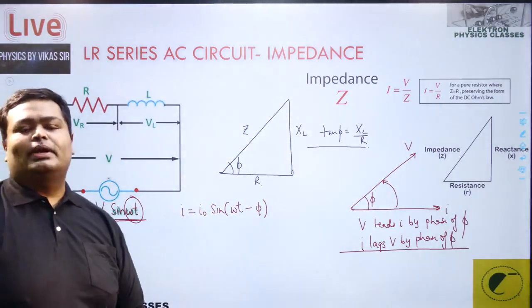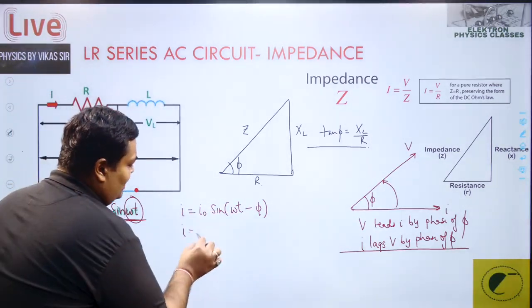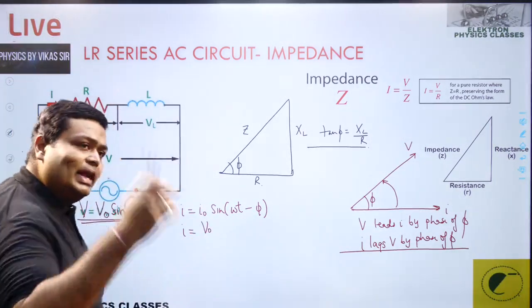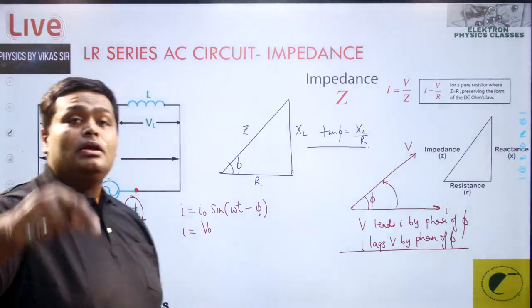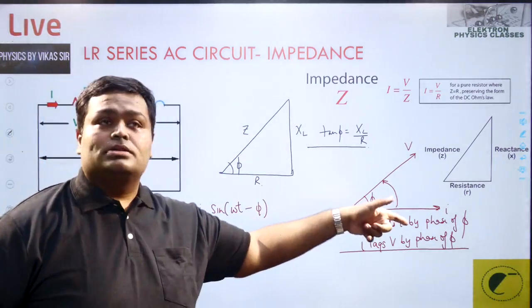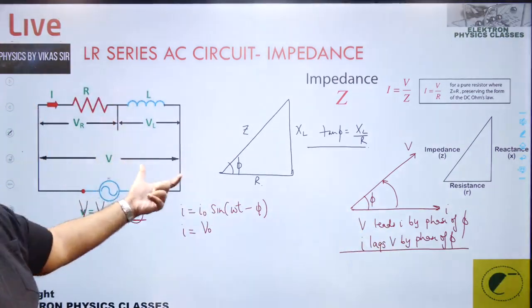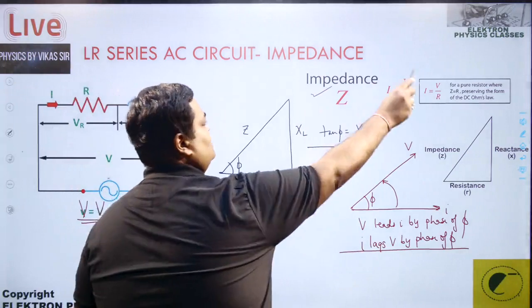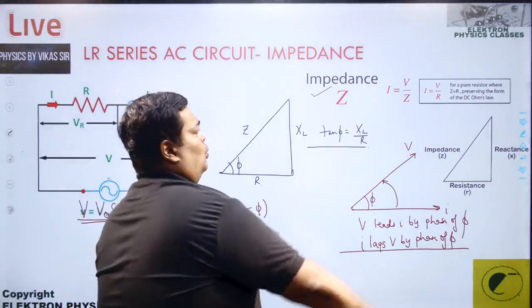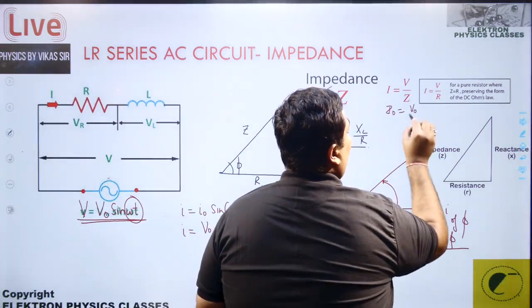That is your output equation. And how do I write I naught? I naught I know how to write. That should be V naught by net opposition. If it would have been pure resistance, then V naught by R. Pure inductance, V naught by XL. But it said combined L and R. So I must be using what? Impedance. What is I? V by Z. So what will be I naught equal to? I naught will be V naught by Z.